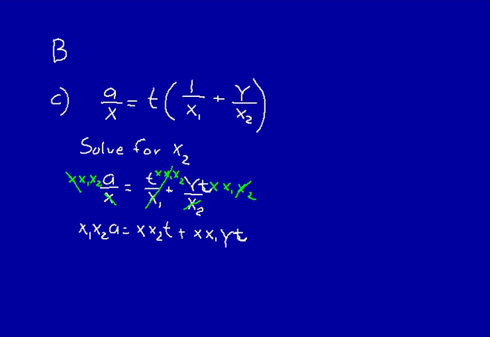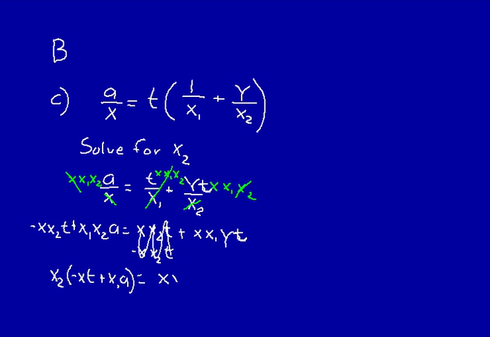So let's add a negative x, x2t to both sides. And I'll just put that one over here to the left, negative x, x2t plus that. And so we'll get rid of that on the right-hand side. Factor out an x2 on the left. X2 parentheses negative xt plus x1a is equal to x, x1yt.